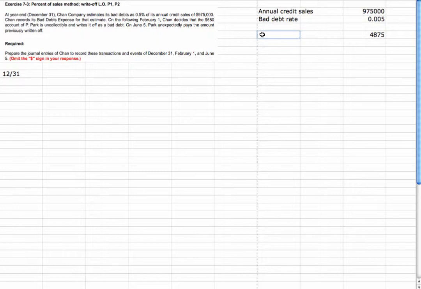So this $4,875 is bad debt expense. Remember, when we're multiplying the rate times an income statement amount, the revenues, we get the bad debt expense. So our journal entry would be debit bad debt expense in the amount of $4,875. Then we need to do a credit to the allowance for doubtful accounts for $4,875.